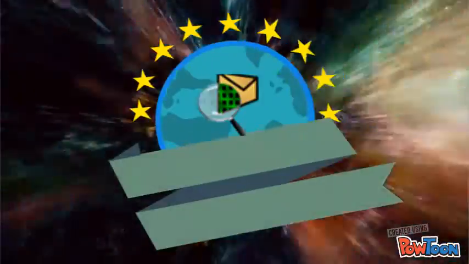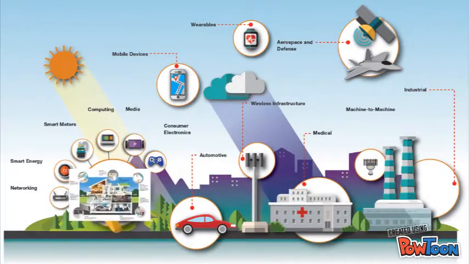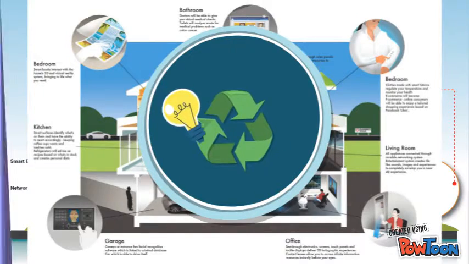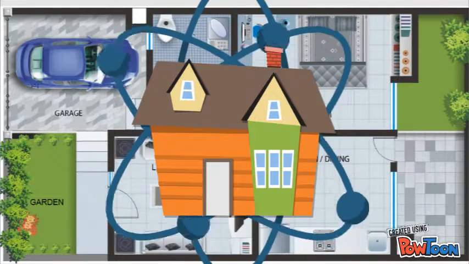Next, we will use Packet Tracer 7.1 to simulate smart house automation with IoT devices. Smart house automation is one of the IoT applications which can help to reduce cost and conserve energy. Here we have a simple floor plan for a house that will be used to convert to a smart home.